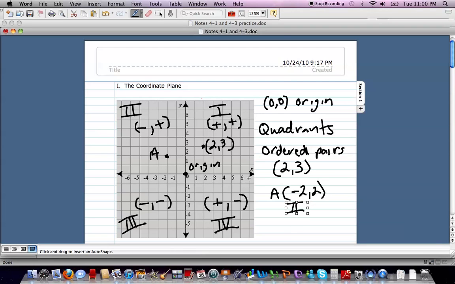Now the only thing I left out is this line right here is the x-axis. And up here it is the y-axis.